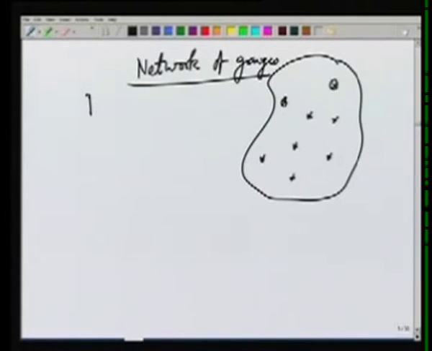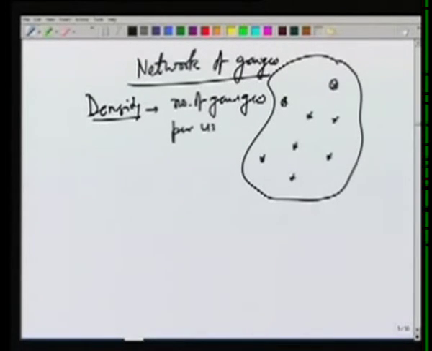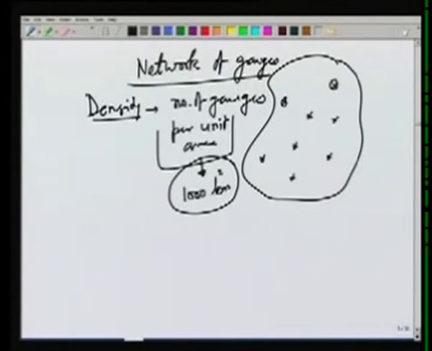So the density is typically defined as number of gauges per unit area, where the unit area may be taken as kilometer square, or sometimes, since the areas typically are quite large, let's say that we take a unit area of 1000 kilometer square.